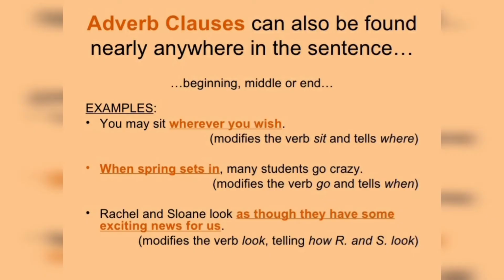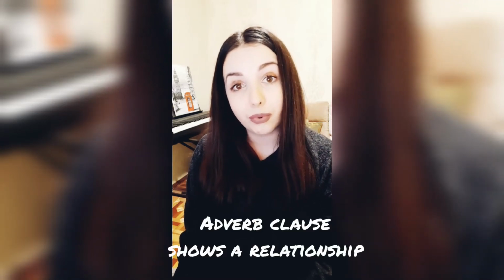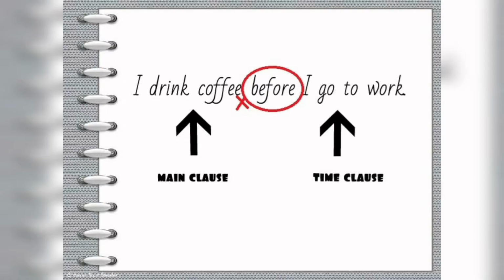Adverb clauses can also be found nearly anywhere in the sentence, beginning, middle, or end. For example, you may sit wherever you wish. Or when spring sets in, many students go crazy. The adverb clause shows a relationship and it's very important to remember. I've got some examples here for you, so let's see the first one. I drink coffee before I go to work.